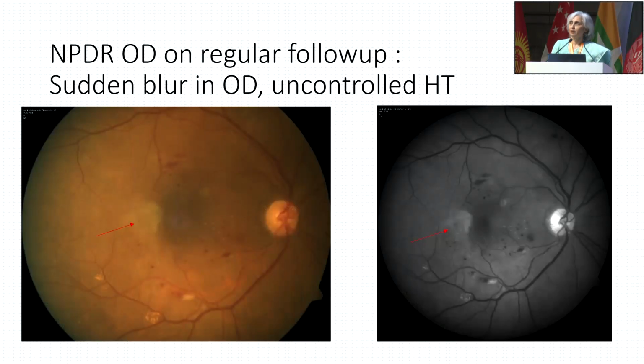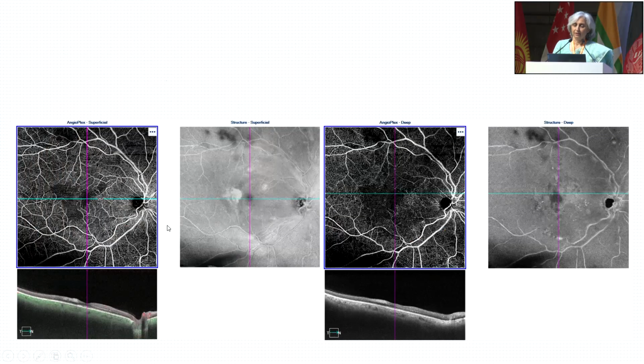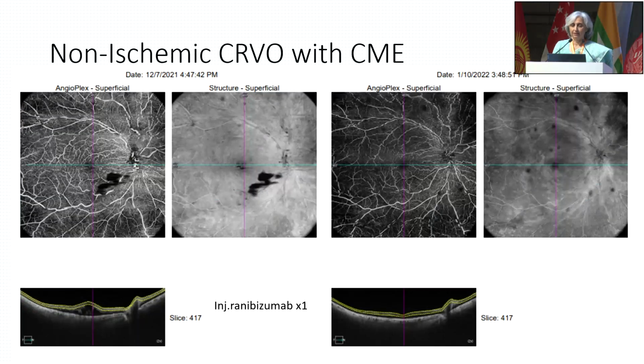This is a gentleman on a regular follow-up. He has a little uncontrolled hypertension. There's better eye with non-proliferative diabetic retinopathy, sudden blur in vision in the right eye, a little bit of retinal whitening, and an OCTA shows that there is absence of flow signal temporal to the fovea in both eyes, the B scan showing hyperreflectivity of the inner retinal layers, indicating that there is some loss of retinal perfusion in that area.